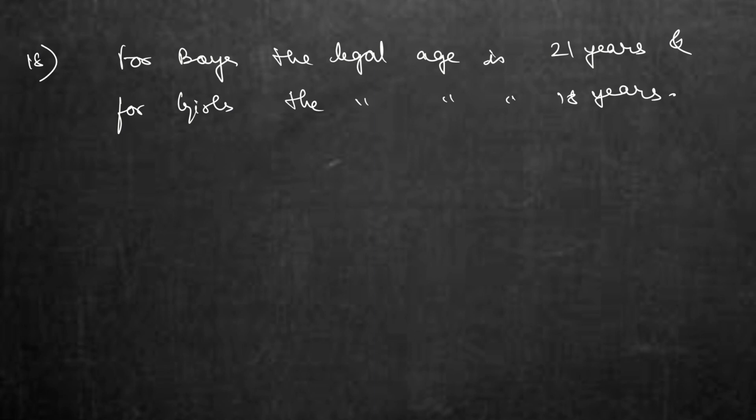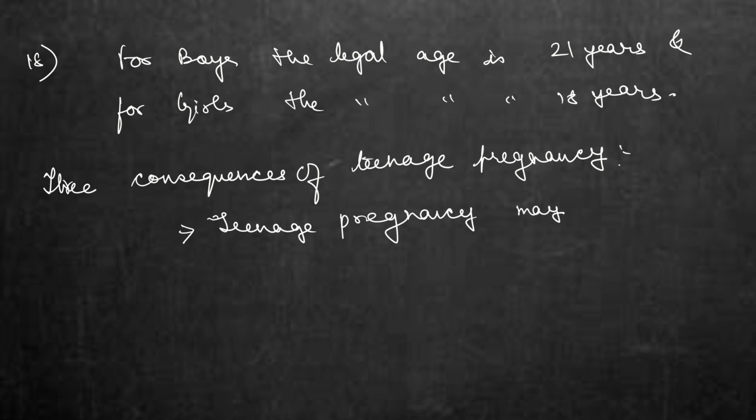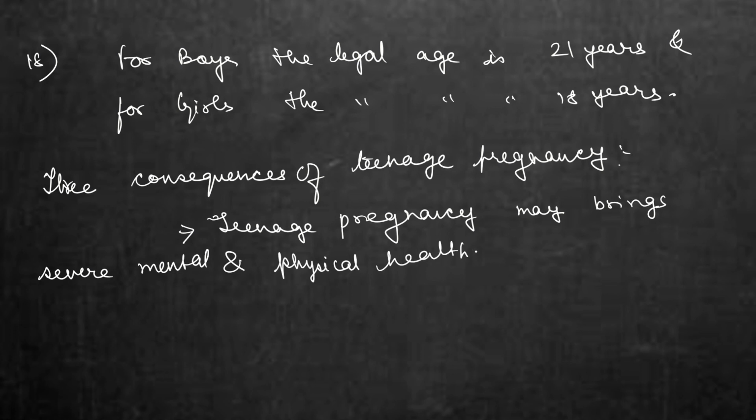Then, write three consequences of teenage pregnancy. Serious mental and physical health problems. Teenage pregnancy may bring severe mental and physical health problems.